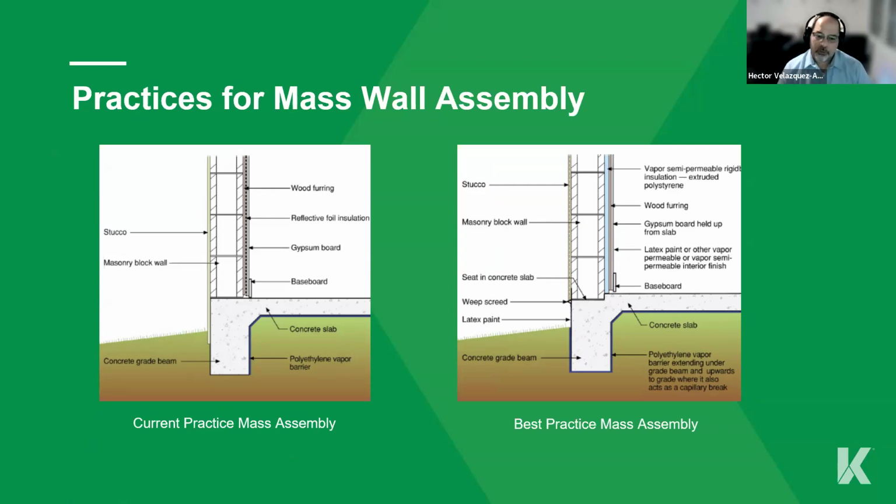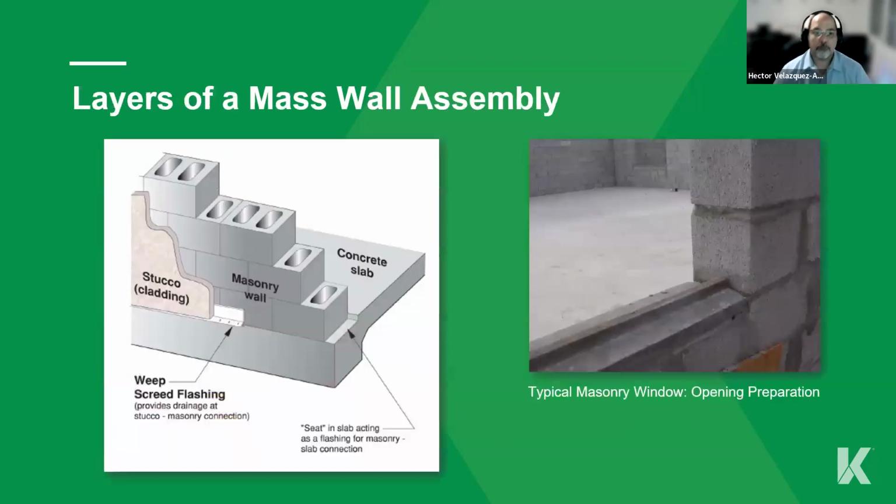Practice for mass wall assemblies. The current practice on the mass assembly, on the left, has the stucco going into the ground all the way down, which avoids a little bit of water coming in or out. And then you've got the best practice, which is to have a weep screed at the bottom. If you see it on the right side, you get your stucco system that goes down to a weep screed. That weep screed will allow water to come out of the structure instead of throwing it to the ground like on the left side. We want the water to come out. Keep that in mind. We want the water to come out. We don't want to keep it inside the structure.